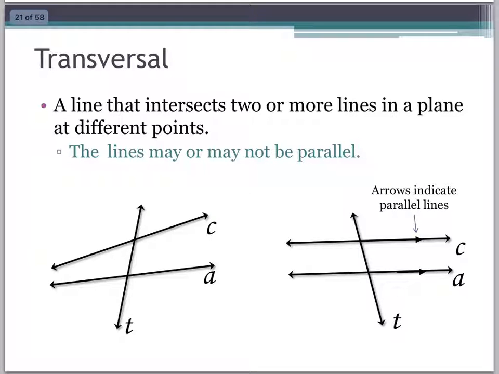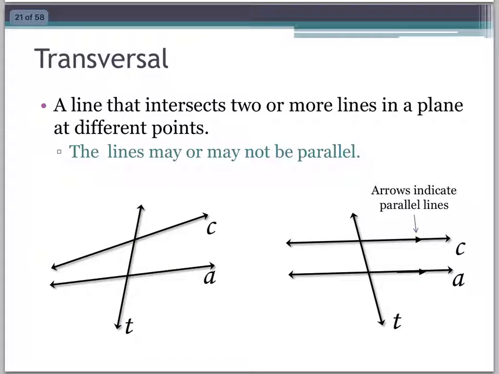This one's a pretty simple word. It's transversal. So say it again. Transversal. A line that intersects two or more lines in a plane at different points. Please note the lines may or may not be parallel. So here are the two lines. This one cuts them. This T here is the transversal that cuts them.